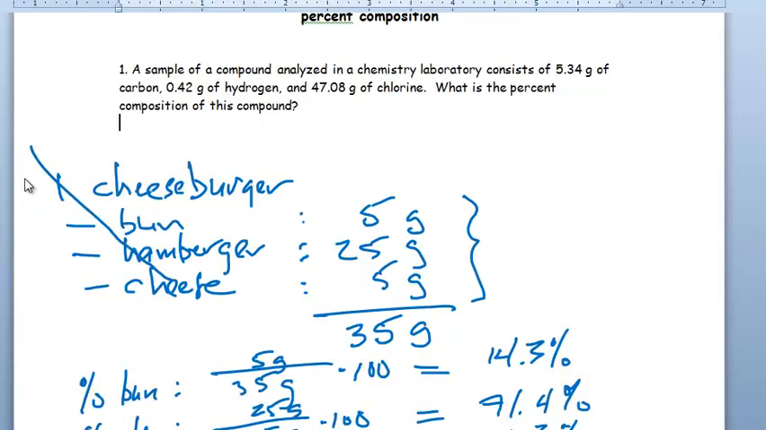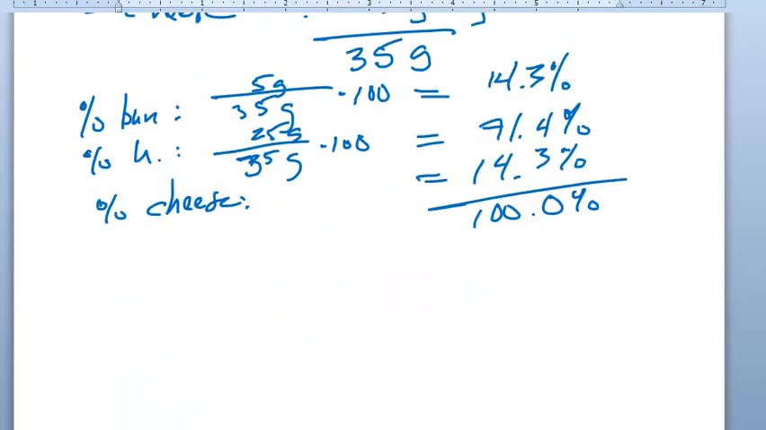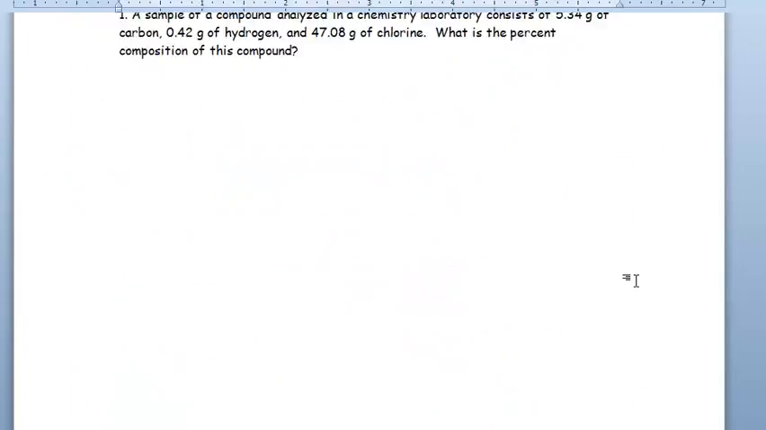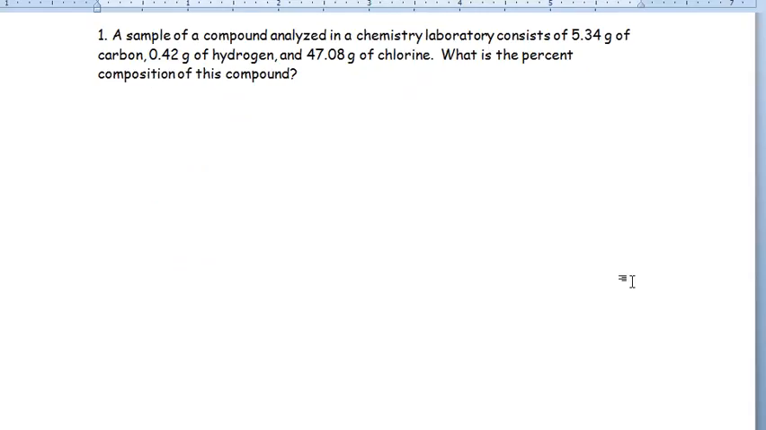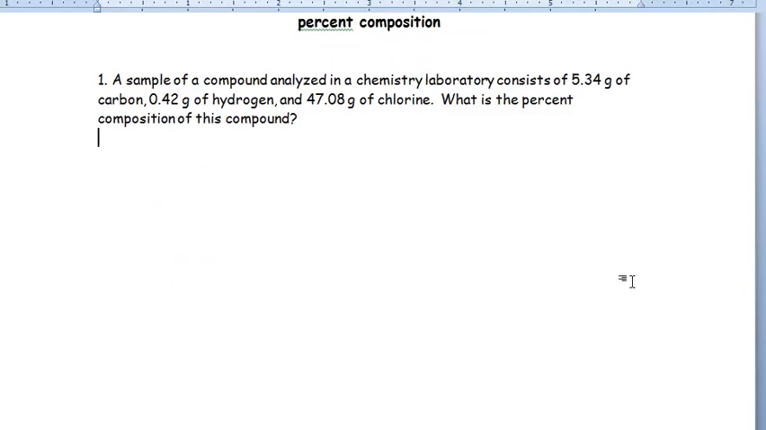Let me see if I can clear the area here. Okay, great. Make it a little bit bigger. Okay, hopefully you can see that there at home. Let me get my pen back.